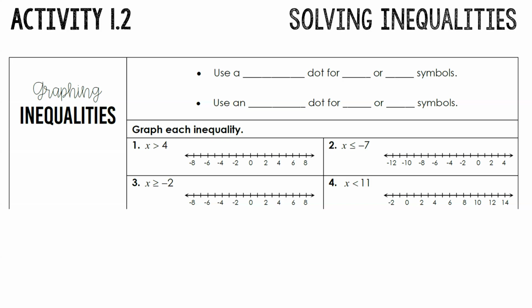So before we get started, we are going to review a little bit of Algebra 1, okay? So our first blank is we use a closed dot for these symbols, for less than or equal to or greater than or equal to symbols. We use an open dot for less than or greater than symbols, okay?